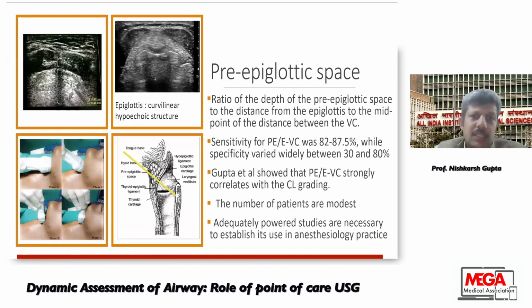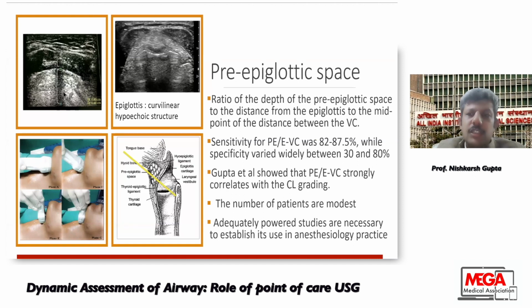Another important thing is the preepiglottic space. We place the linear probe in this area and then tilt it to see the epiglottis. From that, we calculate the ratio of the preepiglottic space to the distance between the epiglottis and the midpoint of the vocal cords. So basically this is the epiglottis, here we have the preepiglottic space, and then we have the distance from the epiglottis to the midpoint of the vocal cords.